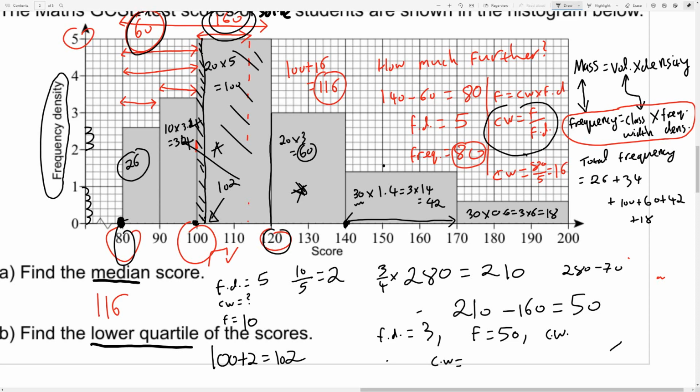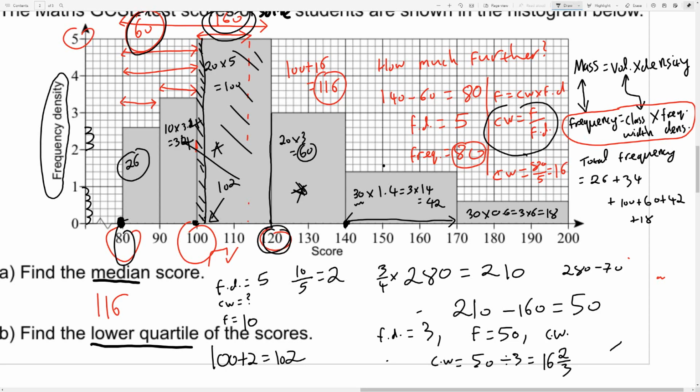So let's do frequency, which is 50, divided by a frequency density of 3. These are not nice numbers. 3 into 48 does go 16. So I get 16 and 2/3. To check that, it is 16 and 2/3, I'm sure. Okay, and you need to go that much further to the right from 120.